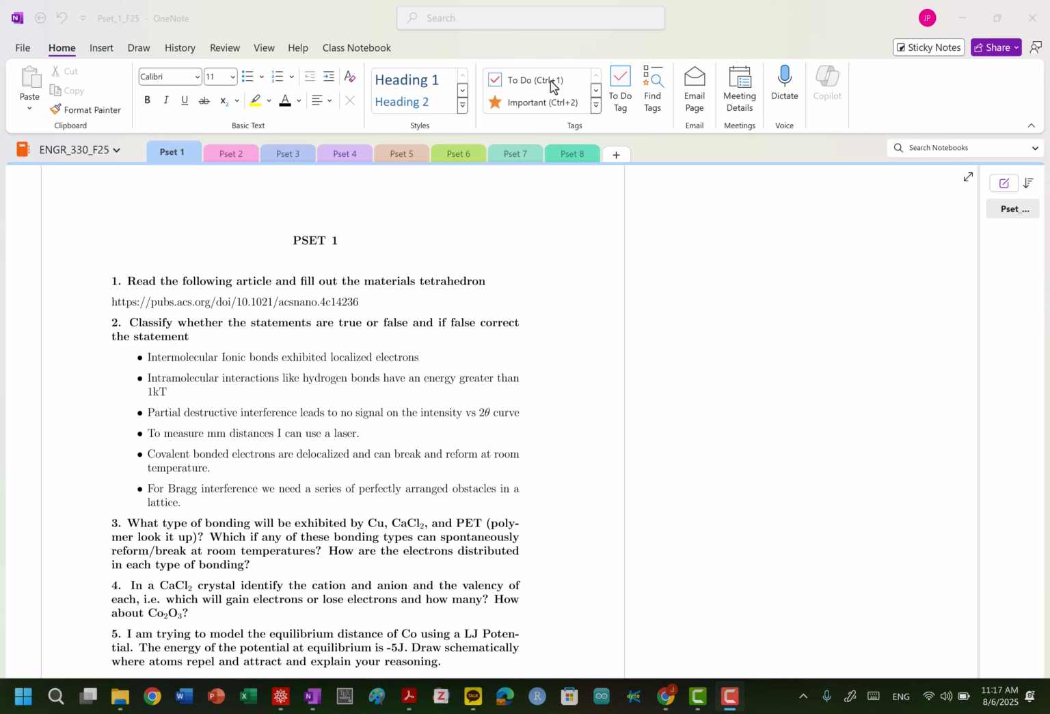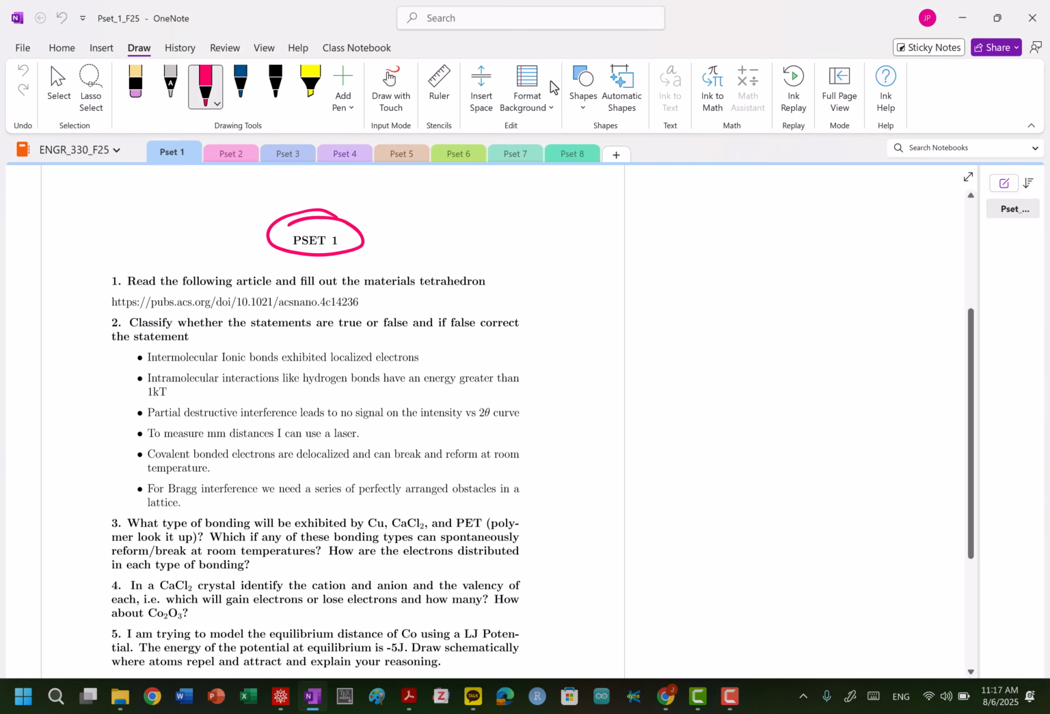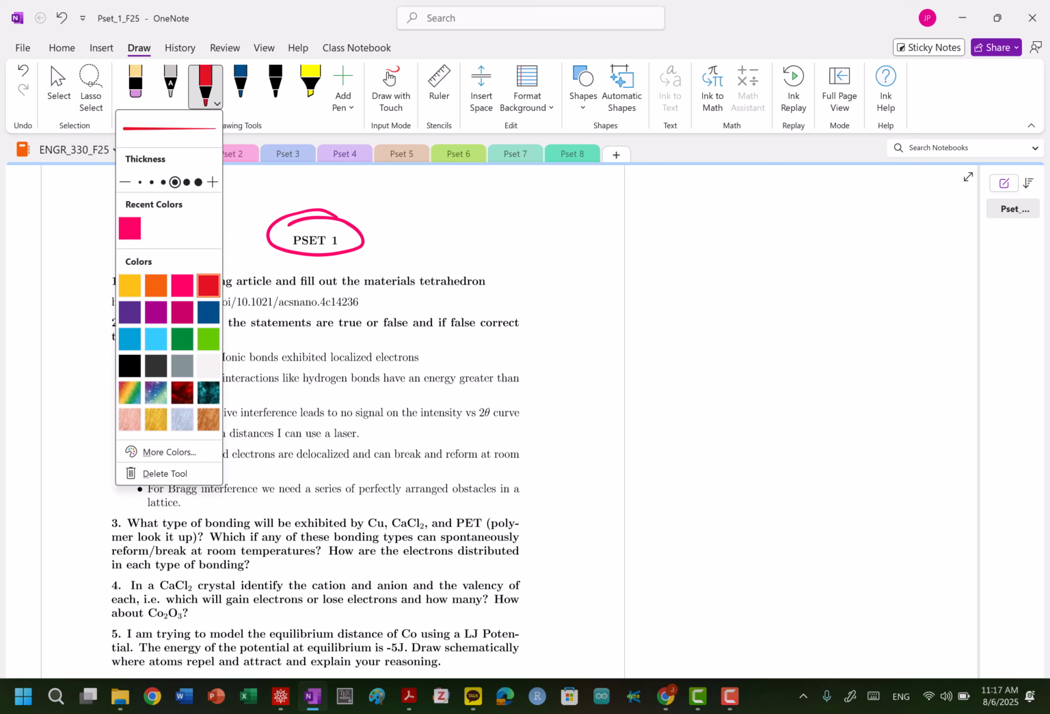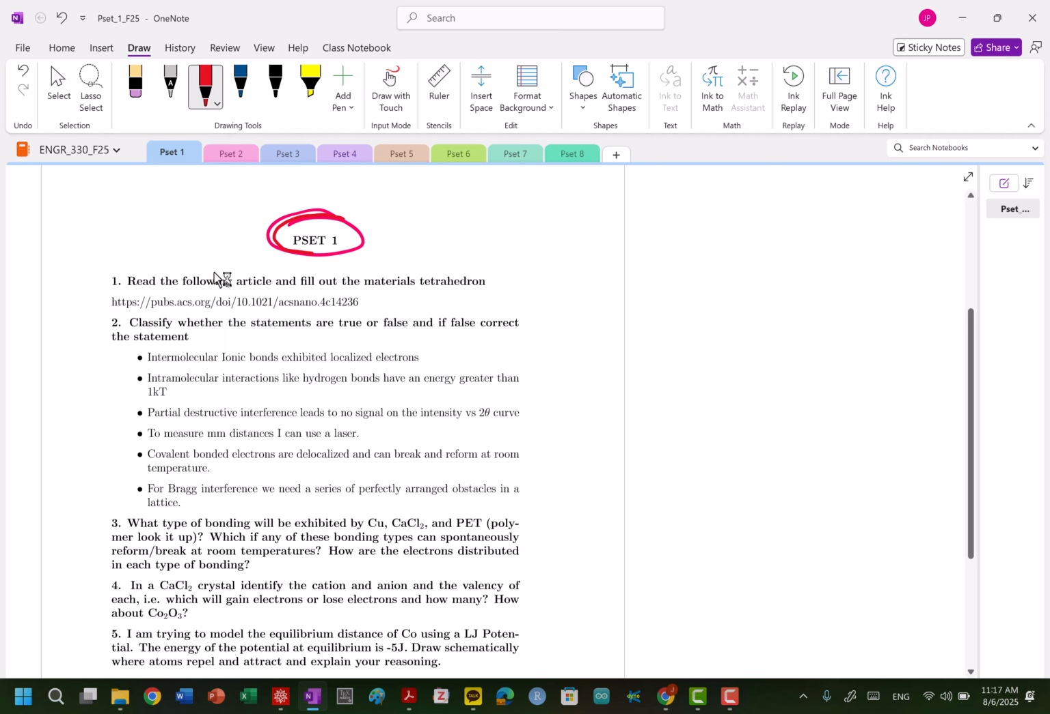Hi everyone, we are back and we are going to do our problem set 1, our first problem set solutions of this semester. I'm going to change my little pen color, even though I like the magenta actually. And we're going to answer these questions. So let's go ahead, read the following article, link here, copy and paste. Unfortunately, there's only access to basically the abstract, but that's going to be okay.